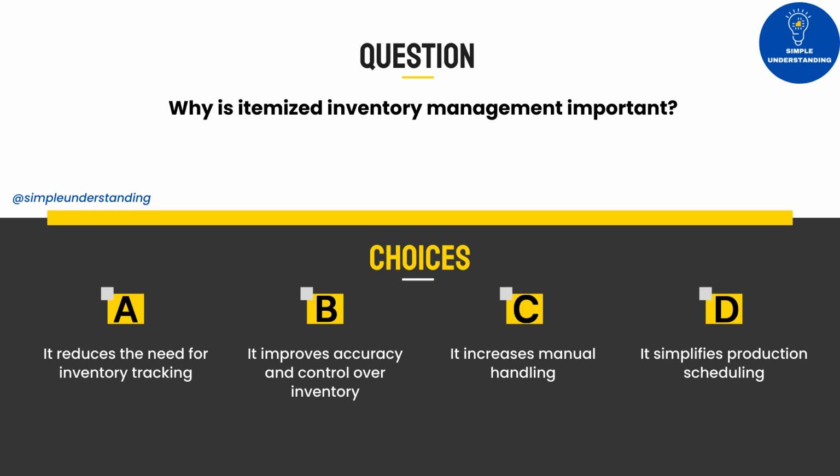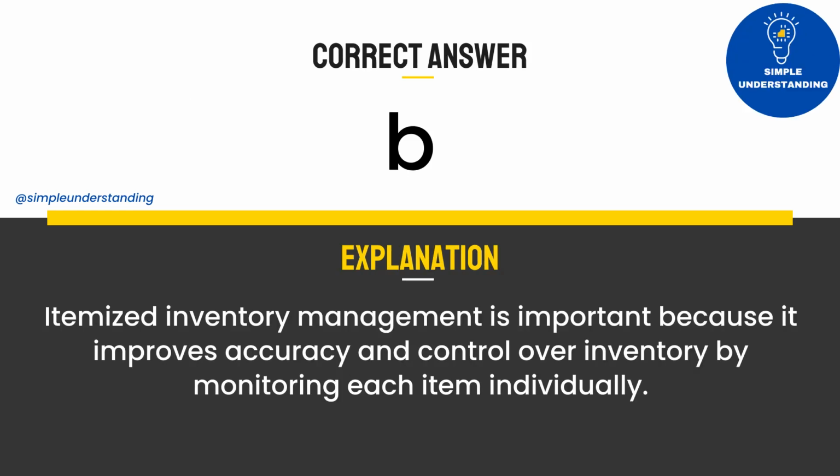2. Why is itemized inventory management important? A. It reduces the need for inventory tracking. B. It improves accuracy and control over inventory. C. It increases manual handling. D. It simplifies production scheduling. Correct answer, B. Overall explanation. Itemized inventory management is important because it improves accuracy and control over inventory by monitoring each item individually.